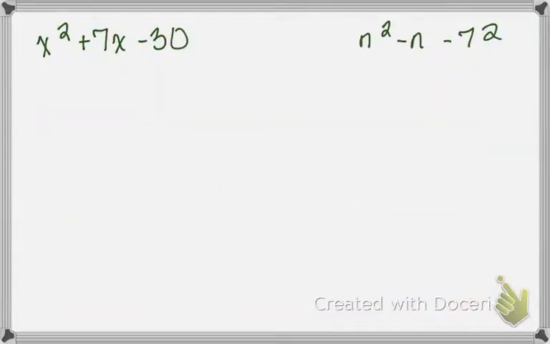Okay. Here we go. I've got two more that we're going to do. Now I'm going to put a line down the middle so that we can determine that they're two different problems. Okay. So we're going to start with the one on the left. So I've got x squared plus 7x minus 30. What is my product? Negative 30. Good. So my product here is negative 30.